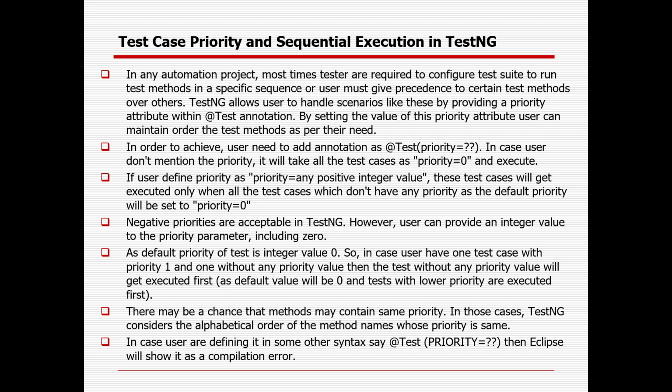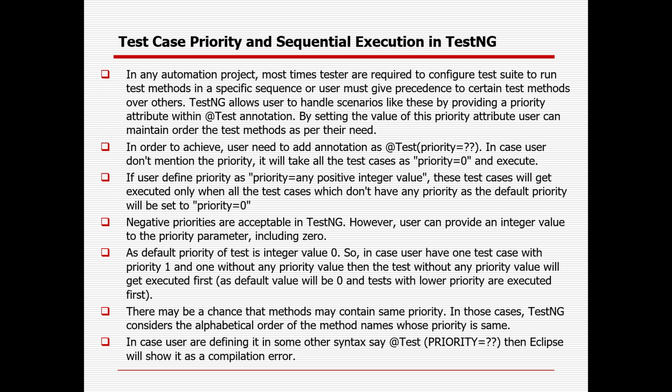So in any automation project, most times testers are required to configure the test suite to run test methods in a specific sequence, or the user must give precedence to certain test methods over others. TestNG allows the user to handle scenarios like this by providing a priority attribute within the @Test annotation. By setting the value of this priority attribute, the user can maintain the order of the test methods as per their need. In order to achieve this, the user needs to add annotations, and here priority equal to 0, 1, 2, 3, 4 like that.